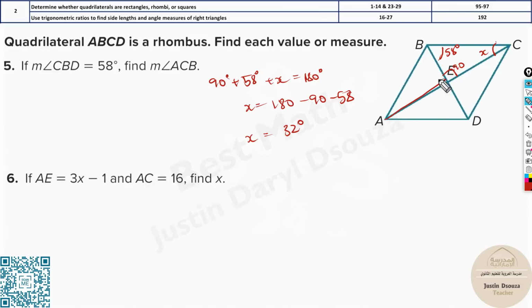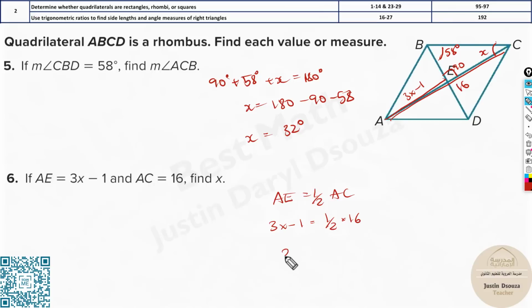Let's see, this is given as 3x minus 1, and AC over here, the total length, is given as 16. What is x? Now you can do it in two different ways. I know that AE is half of AC, because AC is the total length, right? AE will be equal to half of AC. So what is AE? We can just substitute: 3x minus 1 is equal to half of AC, which is 16.